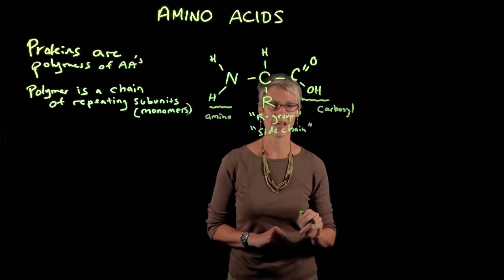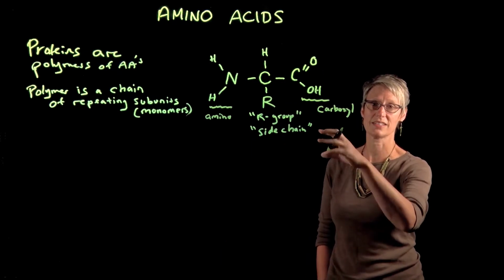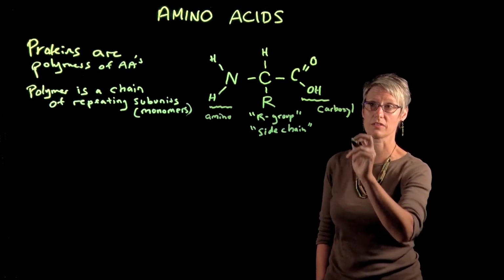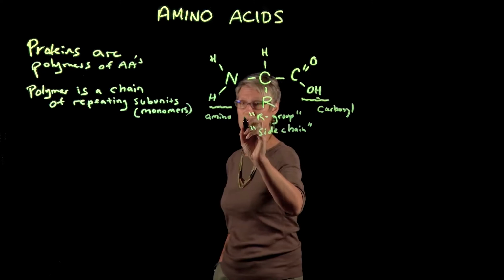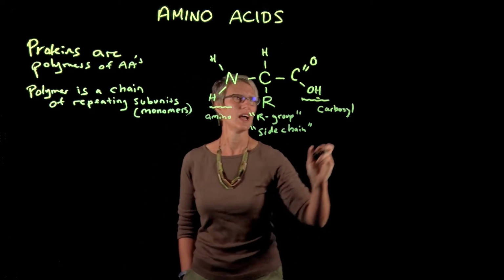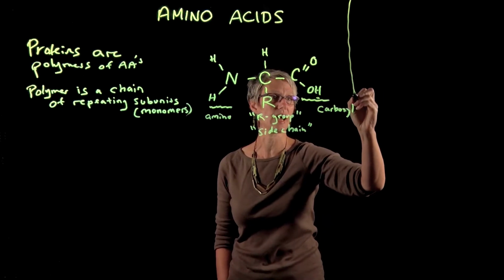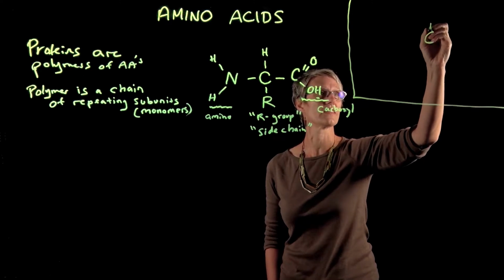And remember that a carboxyl group is an acidic functional group, so it has a tendency to lose a proton or lose a hydrogen into solution. It loses this one right here. The amino group is a basic functional group, so it has a tendency to pick up a hydrogen. And so sometimes you'll see that amino acid drawn a little bit differently. Sometimes you'll see it drawn like this.